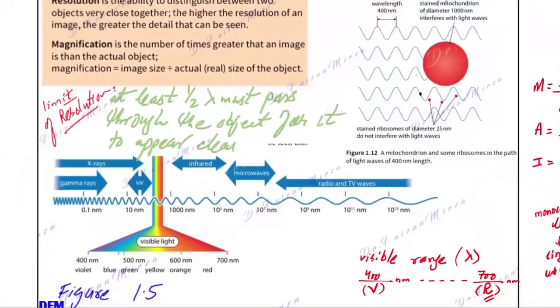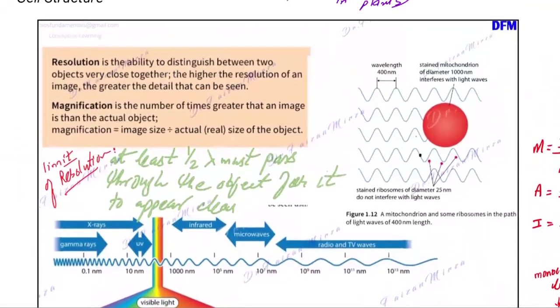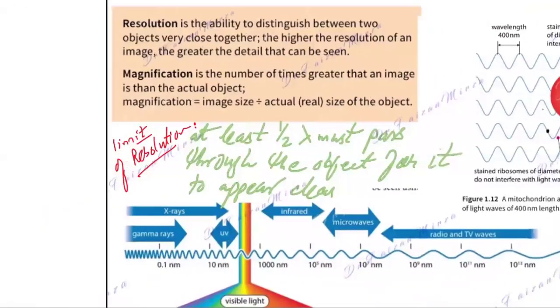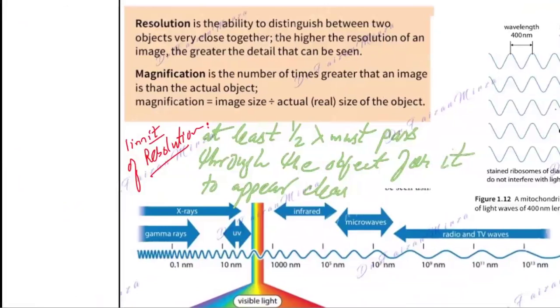How does the wavelength affect the magnification? Is there any connection between wavelength and magnification? No, there is not really a connection, because as you increase the wavelength, the magnification is not affected. Magnification is primarily because of the lens.